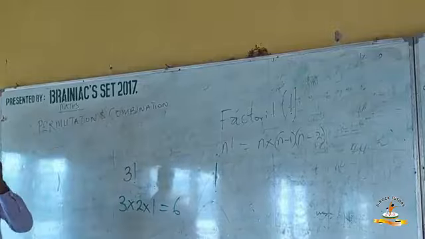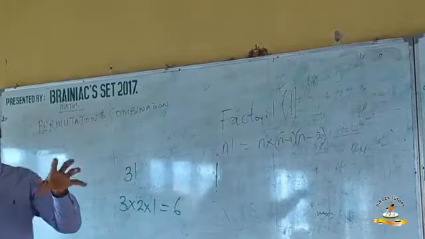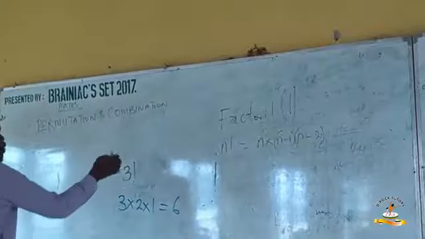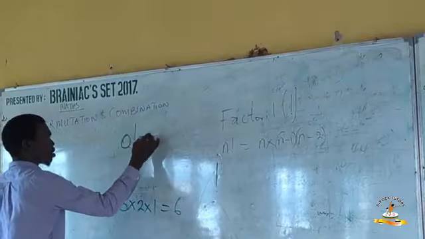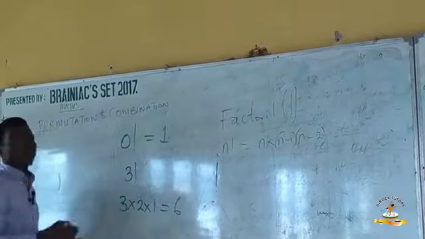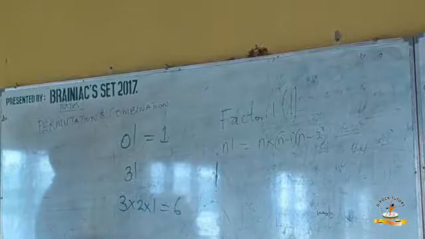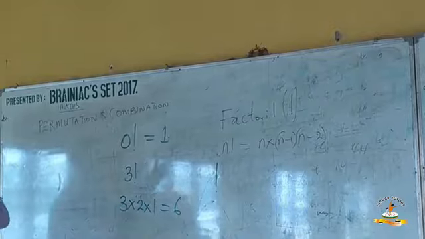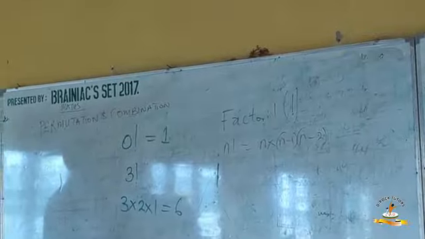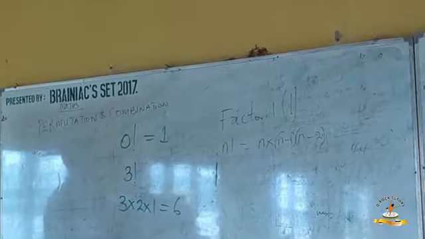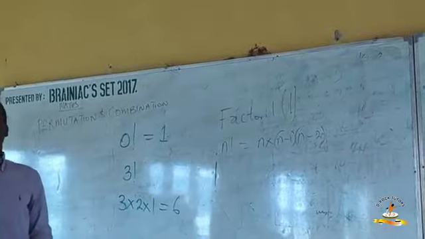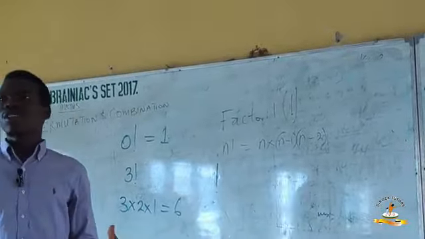However, the factorial notation has one special characteristic. What's that special characteristic? 0 factorial is what? 1. That's one special characteristic of 0 factorial. 0 factorial is 1. It's constant. Whenever you see 0 factorial, it is 1.